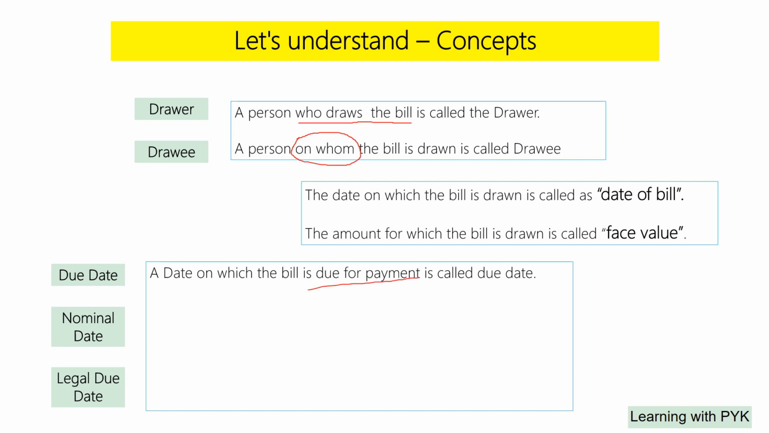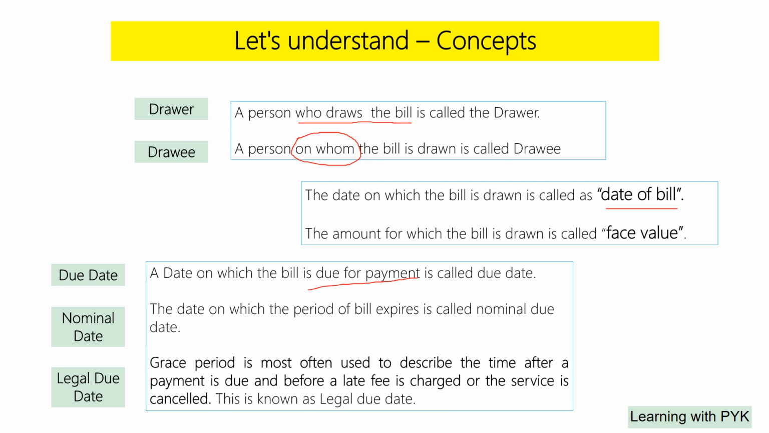So the date of the bill, say, is 31st of March and the due date is 31st of July. Nominal date is the date on which the period of the bill expires. And the legal due date is the date on and after which the services will be cancelled or the late fee will be charged. So we include a grace period in the due date, which becomes the legal due date.